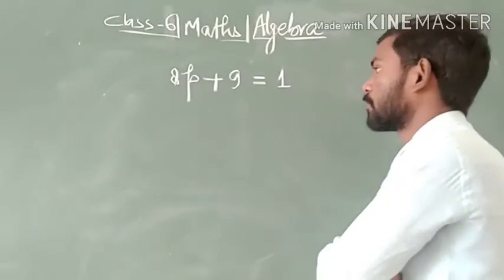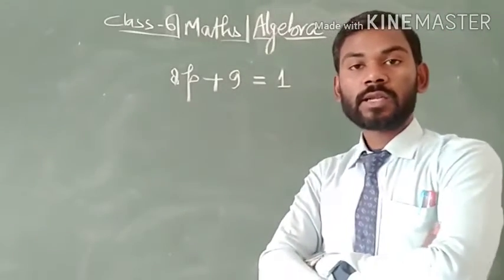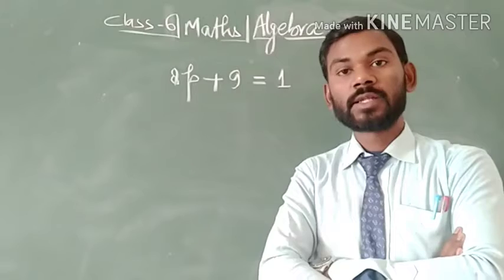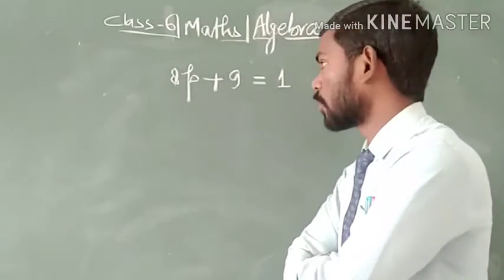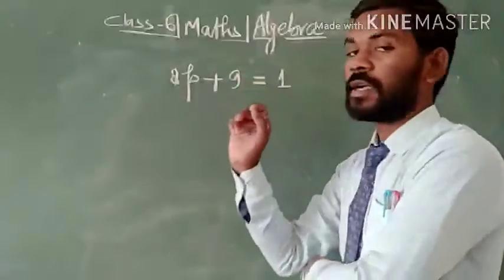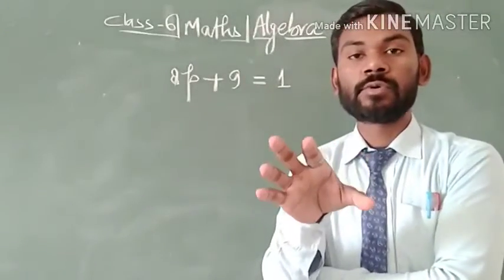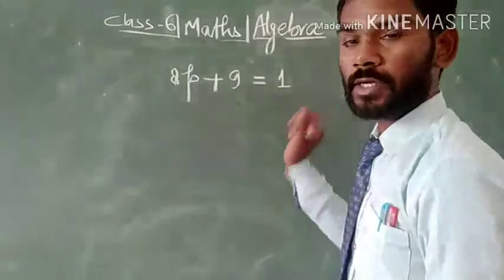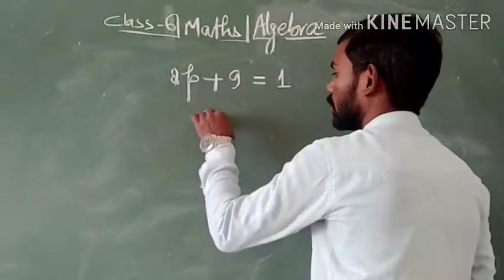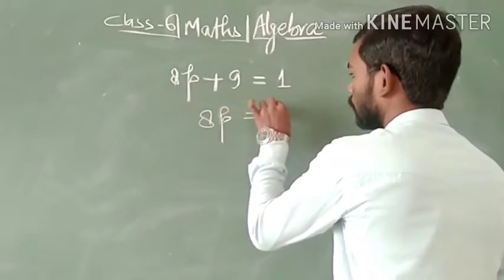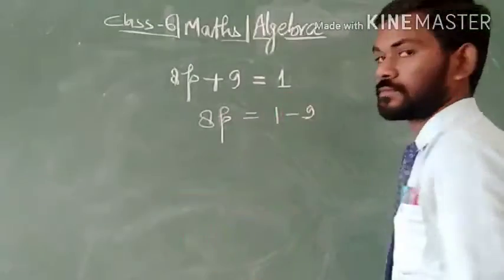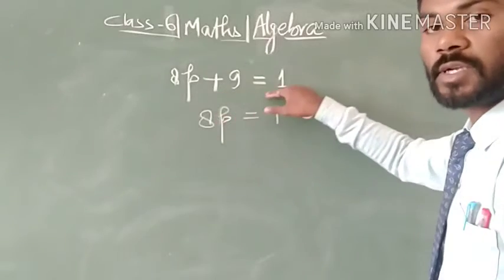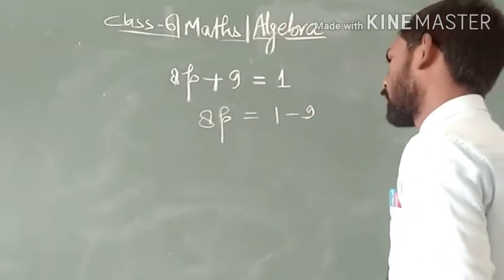So let us see. First of all, we shall recognize the terms that have a variable, that is p, and those that do not. So here 1 and 9 are the terms that have no variable. That is why we shall transfer 9 to the right hand side. And here we get 8p equal to 1 minus 9. Okay? Here this is plus, so when it goes to the right side, it becomes negative.